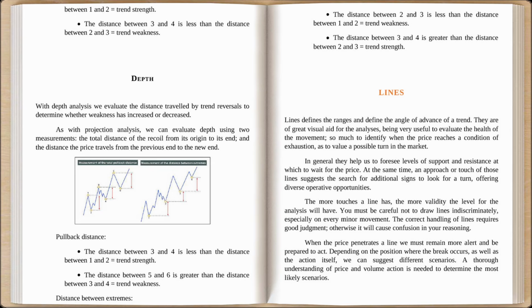Lines. Lines define the ranges and define the angle of advance of a trend. They are a great visual aid for the analyses, being very useful to evaluate the health of the movement, so much to identify when the price reaches a condition of exhaustion as to value a possible turn in the market. In general, they help us to foresee levels of support and resistance at which to wait for the price.